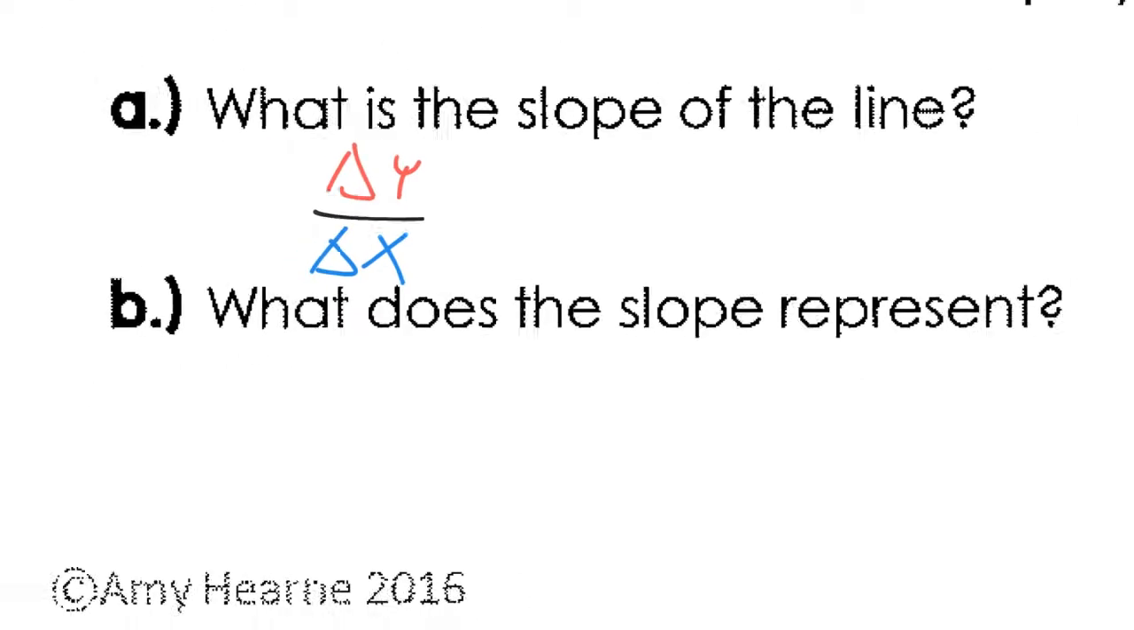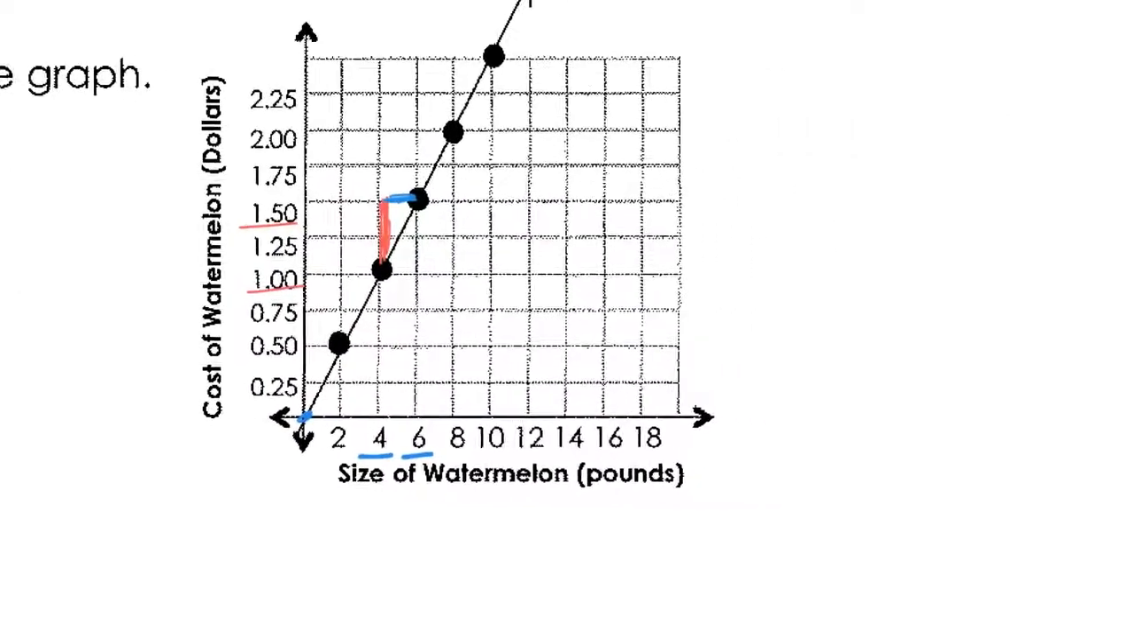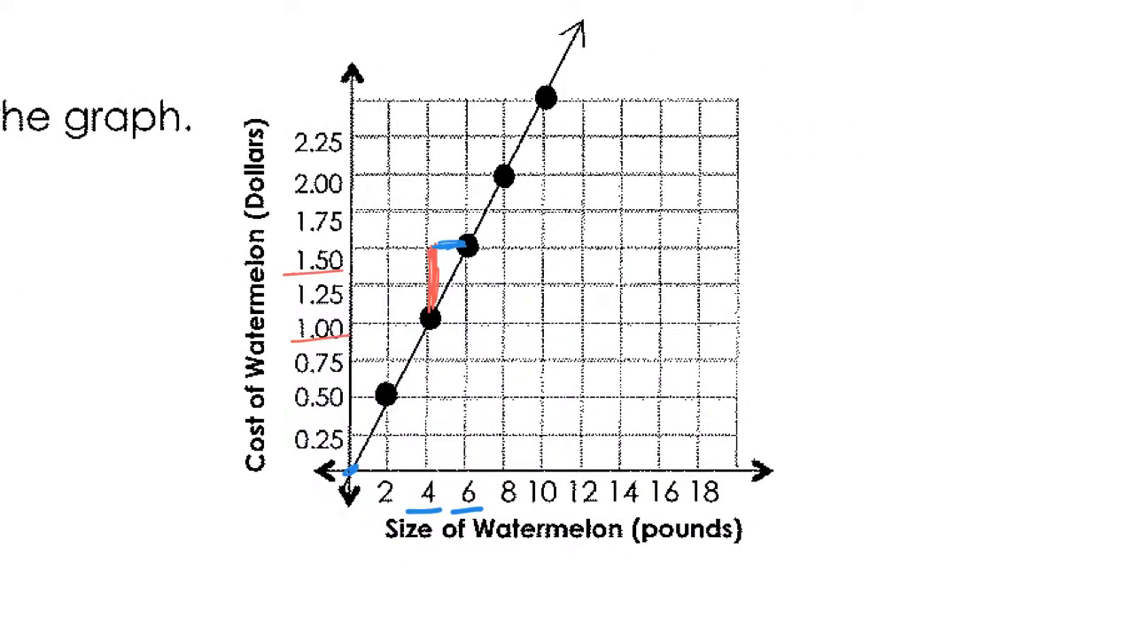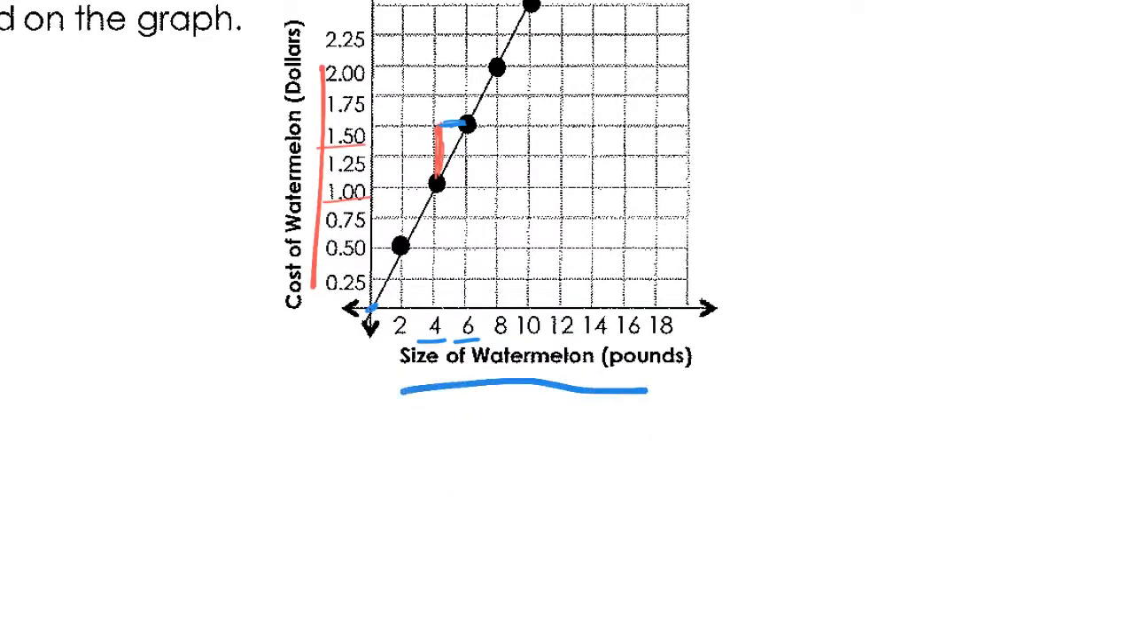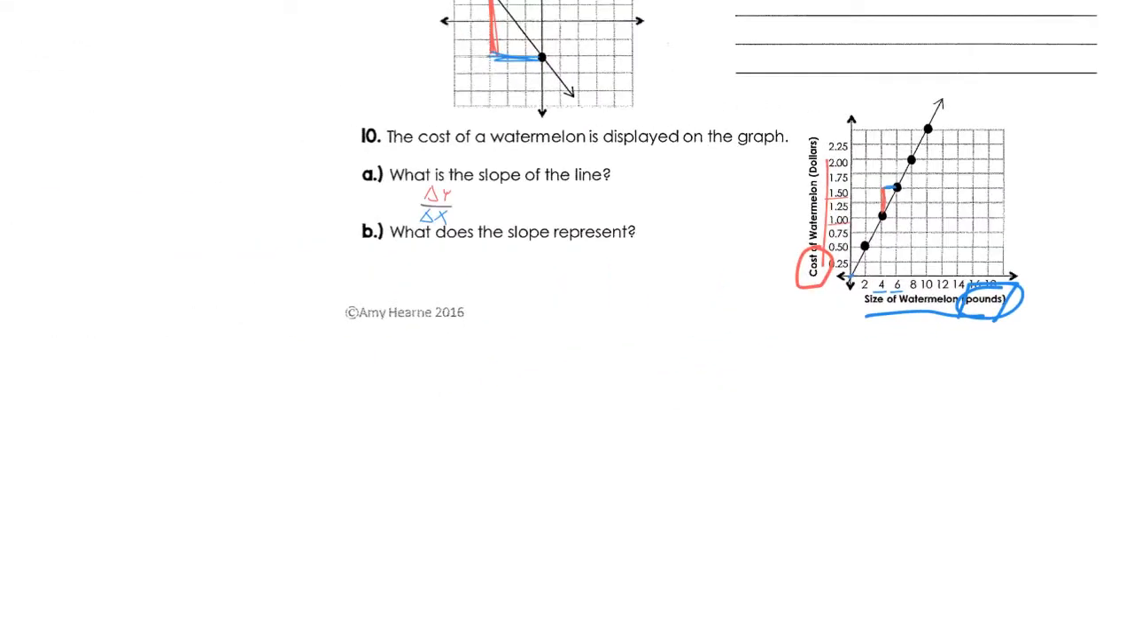And then it says, what does the slope represent? Well, your slope is pretty much going to be the cost of a watermelon over the size of the watermelon, in pounds. So think cost in pounds. How do we phrase that whenever we're talking about cost over pound?